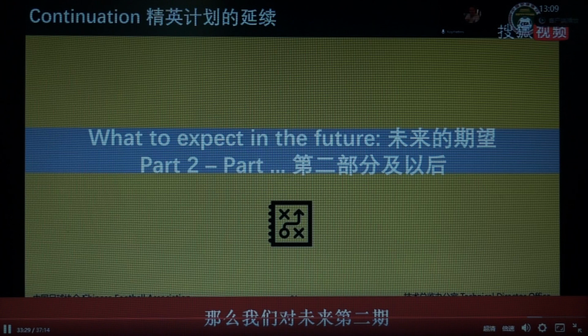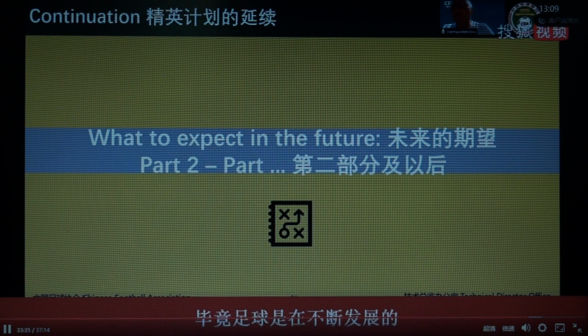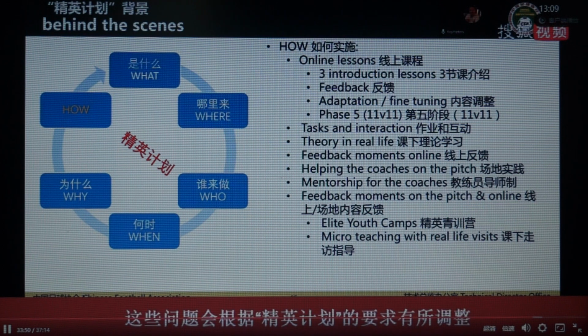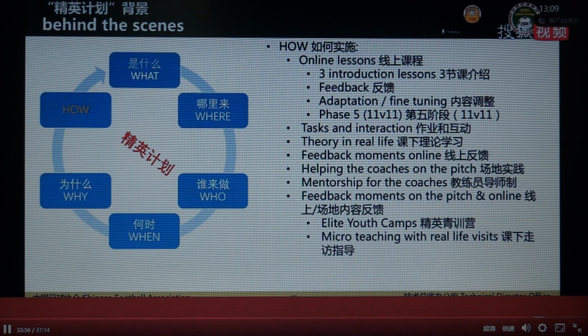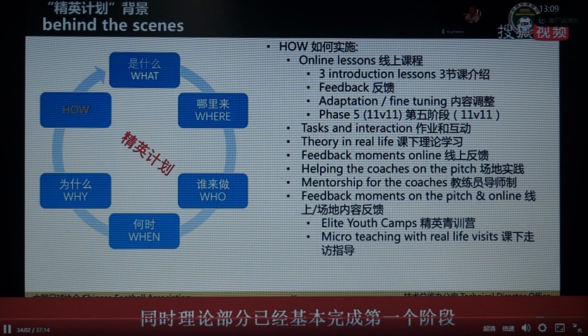What can we expect in the future in part 2, in part 3, in part 4? Why this? Because football is an evolution every day. This we already saw in the beginning, I think, of lesson 5. It's the what, where, who, when, why, but it's adapted to how we see the future of the red print. As Chris said, the stress will be on the next step, and that is micro teaching. And the rest, we are already on the right way in order to let you as a coach get to know the red print and the process we want to go on.